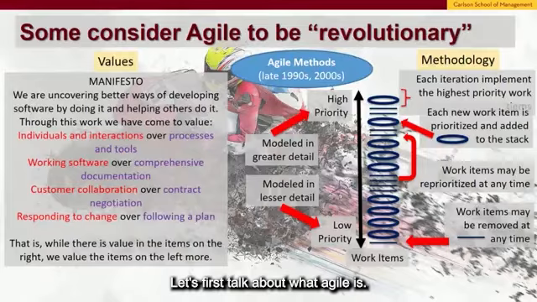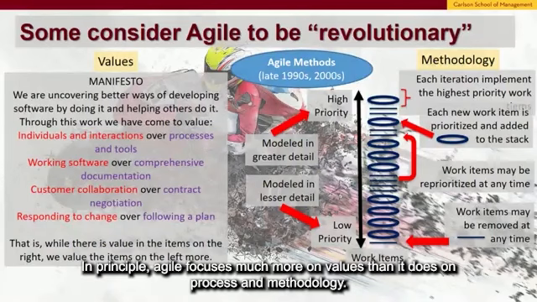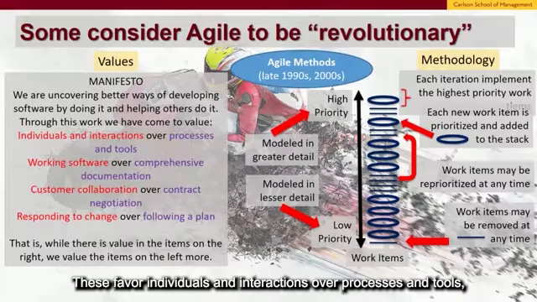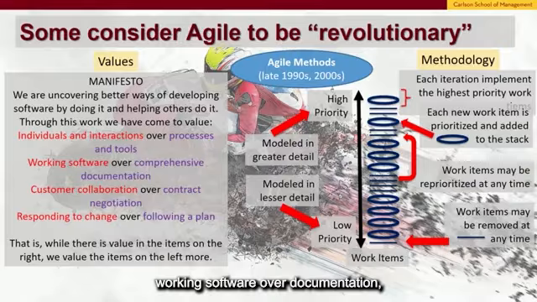Let's first talk about what agile is. Some consider agile to be revolutionary. In principle, agile focuses much more on values than it does on process and methodology. So on the left, you have some snippets of what's called the Agile Manifesto. These favor individuals and interactions over processes and tools, working software over documentation, responding to change over following a plan.